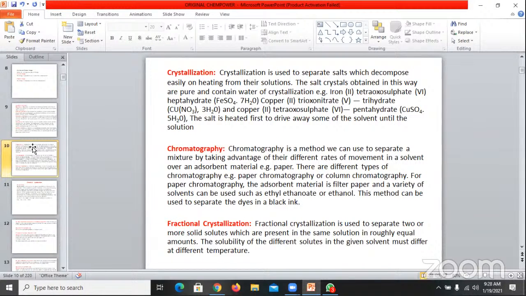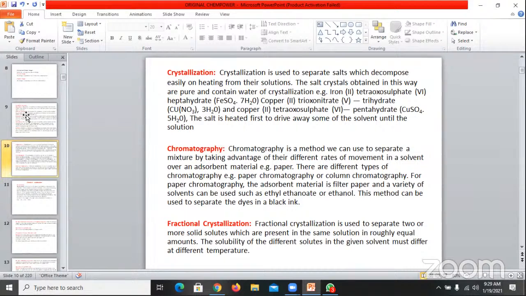And what is the underlying principle that chromatography takes care of? It is a method we can use to separate a mixture by taking advantage of their different rates of movement in a solvent over an adsorbent. We have two major types, like I said before: paper and column chromatography. Lastly, we look at fractional crystallization, which is used to separate two or more solids which are present in the same solution in roughly equal amounts. The solubility of the different solids in the given solvent must be different. So solubility is what is utilized in this separation.